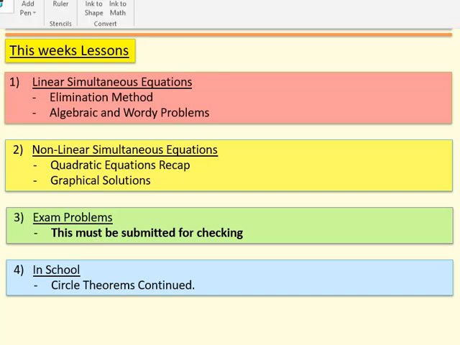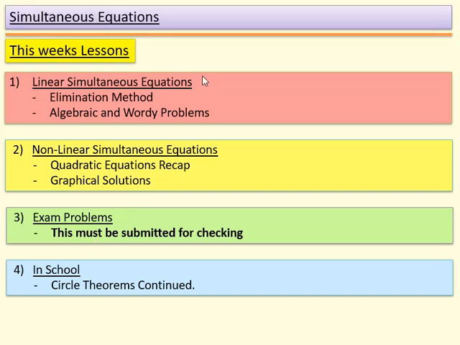So this week we're looking at simultaneous equations. In this video, we're going to look at the bog standard simultaneous equations, the ones that you did in year 9, and we'll look at some algebraic and wordy problems, and we're going to look at the elimination method that you were probably taught in year 9. The second lesson this week, we're going to look at the harder non-linear simultaneous equations. Now those are quite tricky and they're very algebraic and they involve quadratics, so we'll do a bit of recapping on that. And then the third lesson is some problems for you to have a go at.